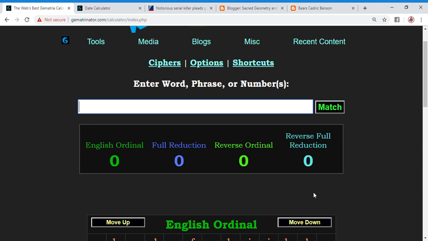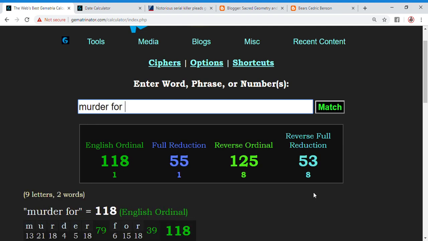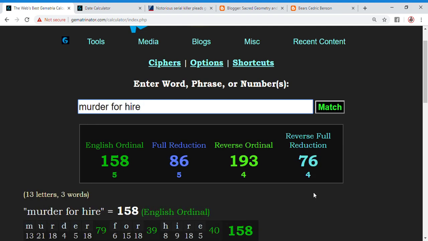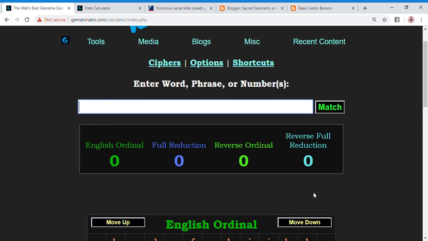Like, get this. Murder for hire. That doesn't mean Samuel Little necessarily was the guy who was being murdered for hire. This is a code to tell you what happened to David Koch. Somebody was hired to murder him. You understand?